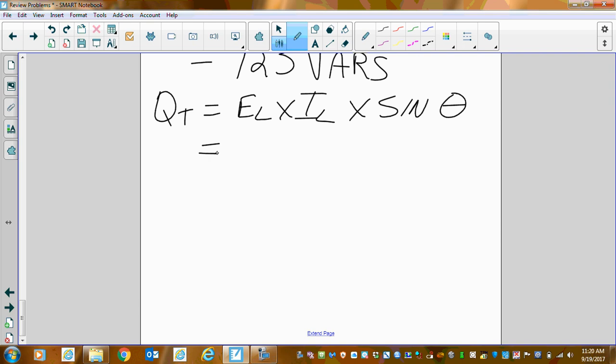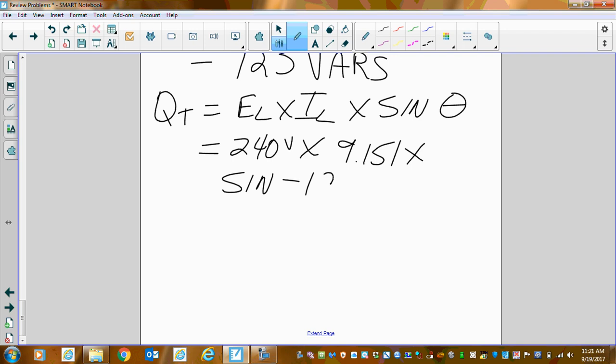At the end of the day, if you do that, we are 240 volts times 9.151 times the sine of negative 19.22 degrees. And that comes out to 724 as well.